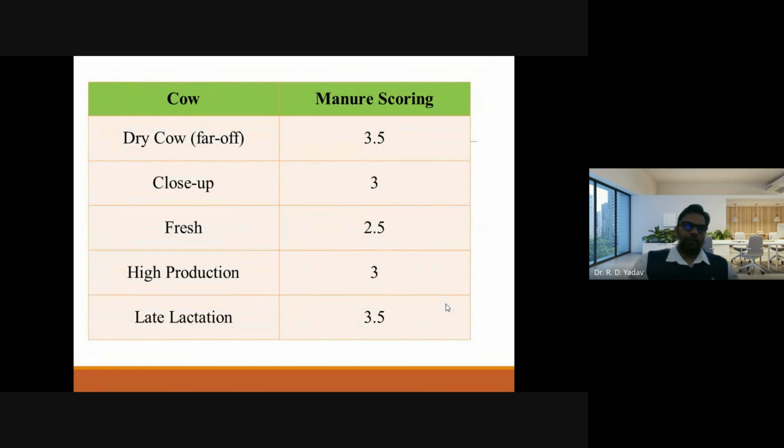Then again, this is by mastication, and now what is the manure scoring? If a cow has a good manure score, it means it is being fed a good balanced ration. So what are the indications? Different categories of cow have different manure scores mentioned here. For example, dry cow should be around 3.5, close-up cow 3, fresh cow 2.5, high production 3, and late production 3.5. So there is a manure scoring from 1 to 5. I will show it in the next slide.